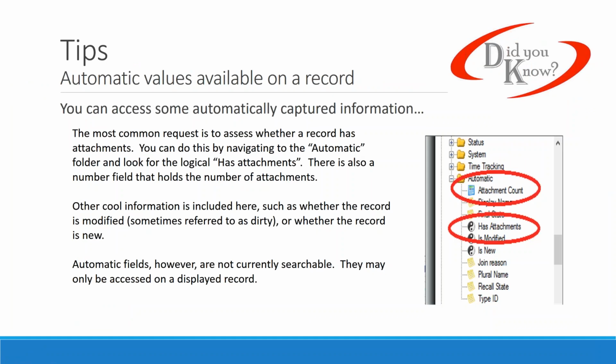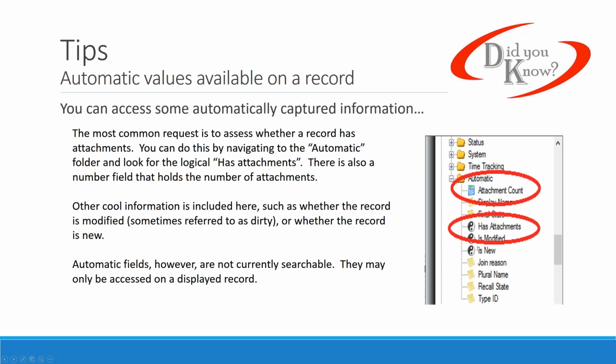And then this is another little did you know. You can access some automatically captured information on your records. A lot of people ask this question all the time. The most common request is to assess whether a record has attachments. You can do this by navigating to the automatic section of your incident. If I go to all my little folders, scroll down, look for the automatic one and open up that folder, there's an automatic field or dynamic field called attachment count. There's a field called has attachments, and there are also fields for is modified and is new. Those are the ones that are used quite a bit.